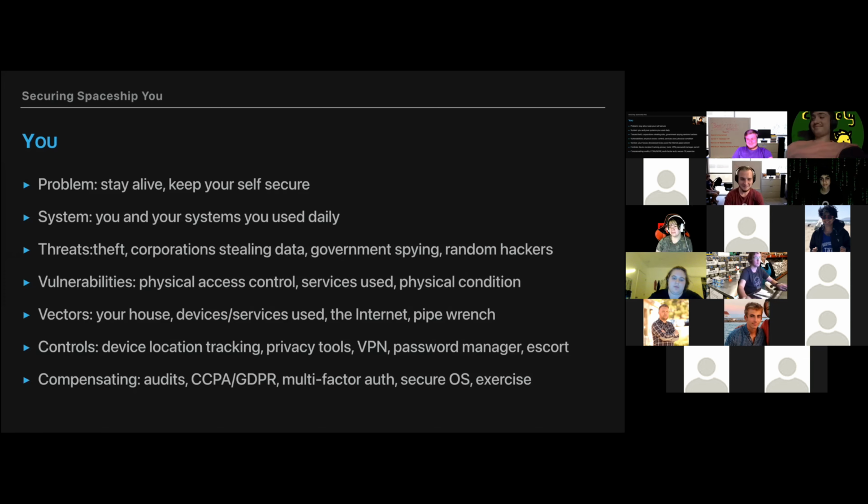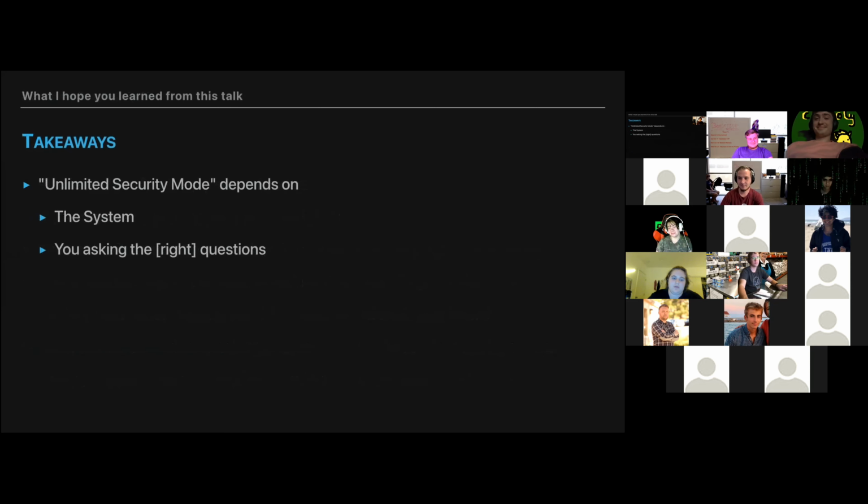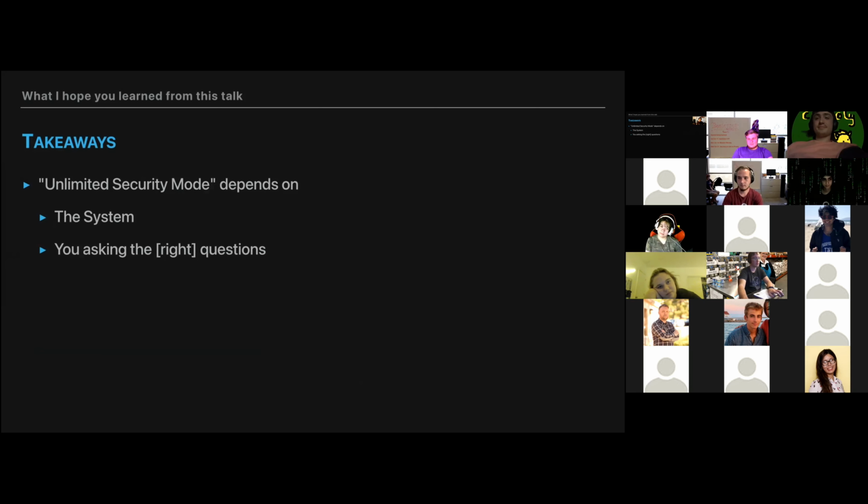So with that being said, here are the two main things that I wanted you to take away from this talk. First, security depends on two main things. One is the system that you're trying to protect and whatever you're trying to achieve. And second, you asking the right questions. So with that being said, are there any questions?